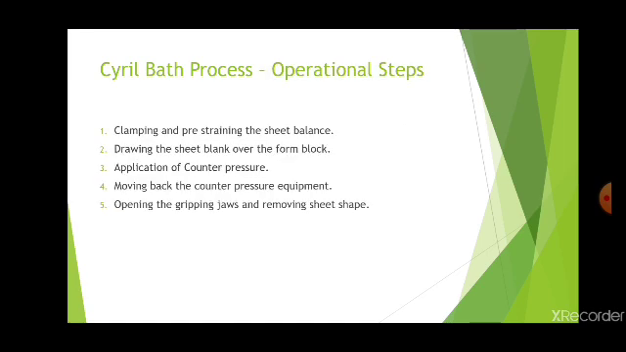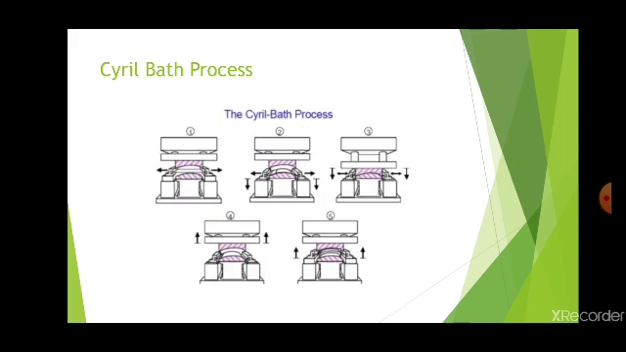There are mainly 5 operational steps involved. The first step is clamping and pre-straining the sheet blank. The second step is drawing the sheet blank over the form block. The third step is to apply a counter pressure. The fourth step is to move back the counter pressure equipment. And in the fifth step, opening the gripping jaws and removing the sheet shape takes place. The figure for the previously stated 5 operational steps is provided.